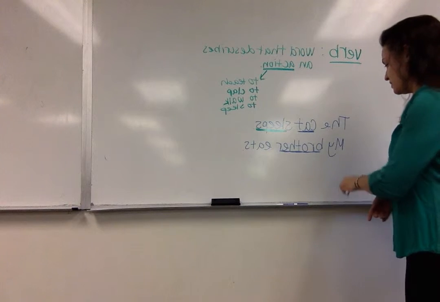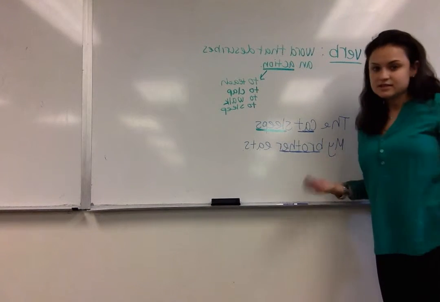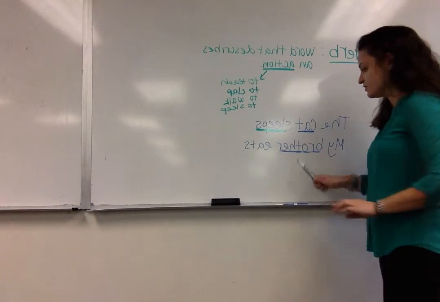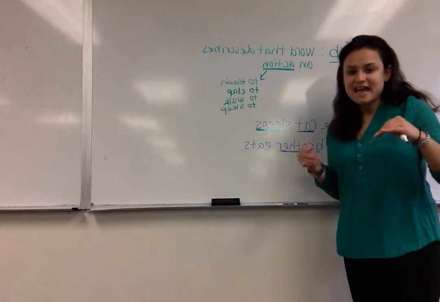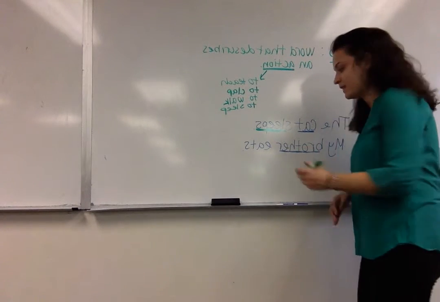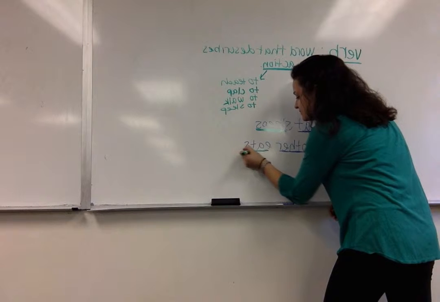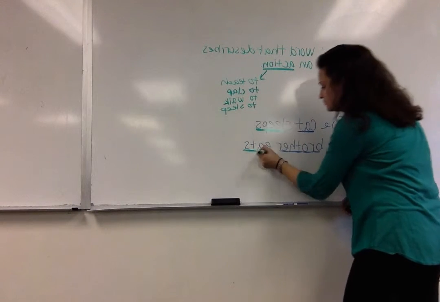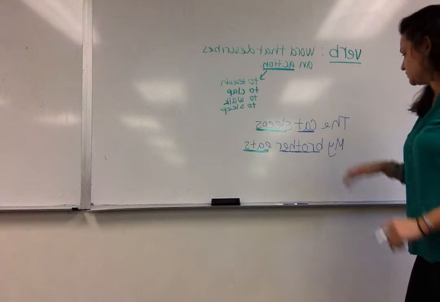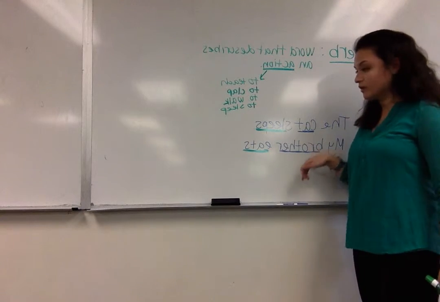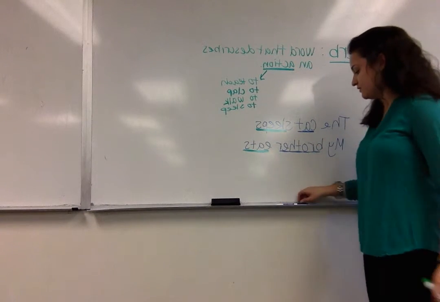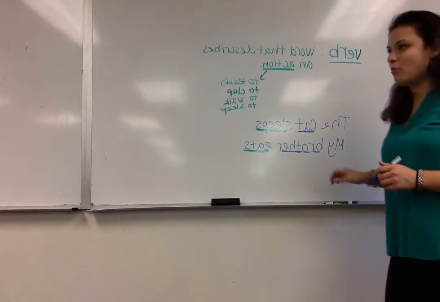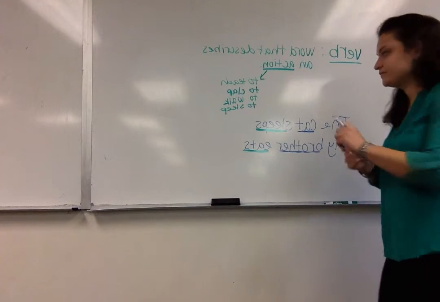Okay, let's look at the next one. My brother eats. Similar idea, right? We said brother is the noun, and which word is telling us what the brother is doing? That's eats. So my brother eats. Brother is the noun, and eats is the verb. Let me write one more, and we can do it together.